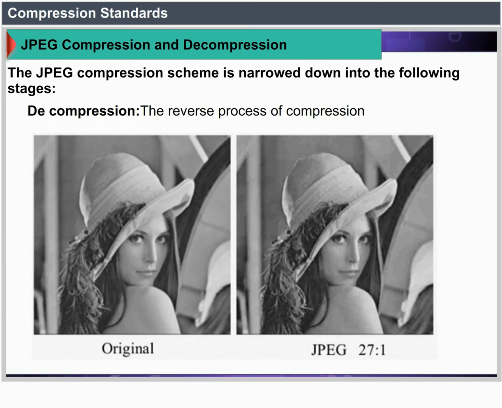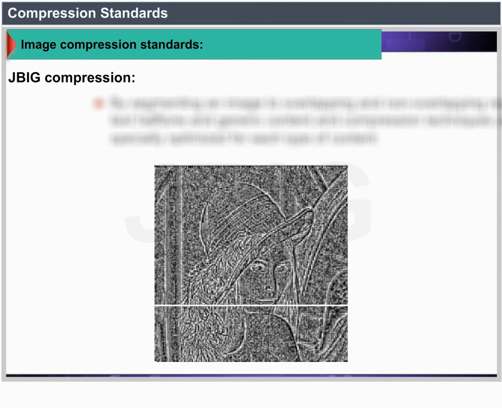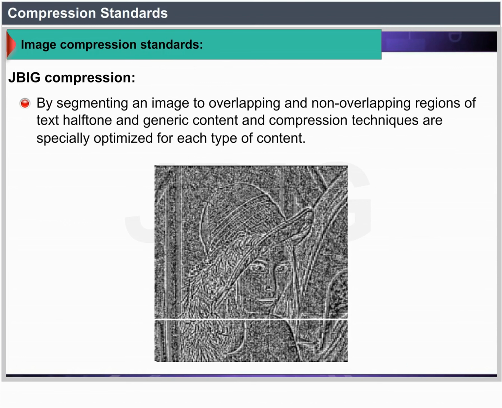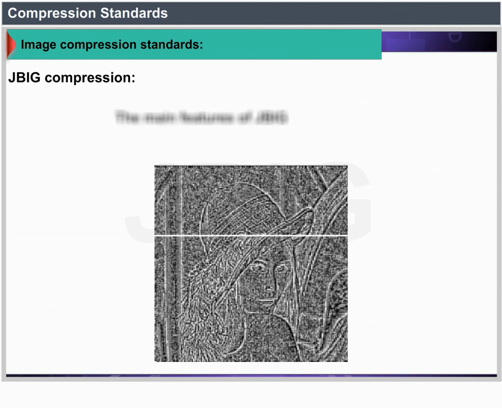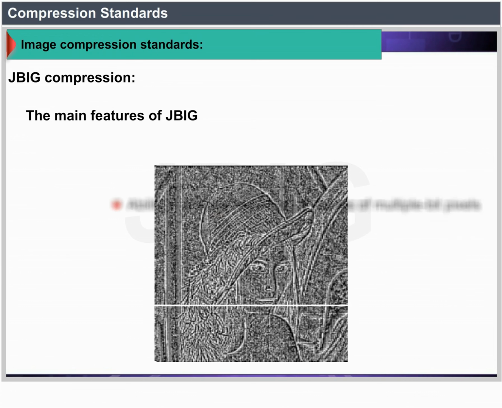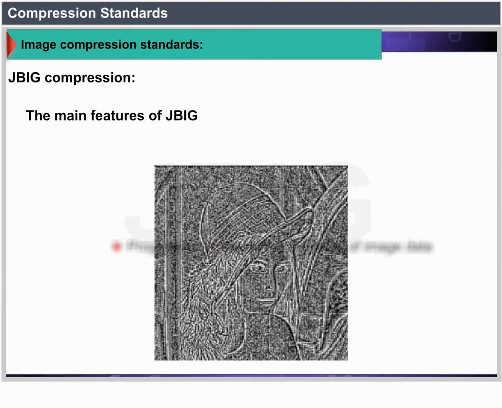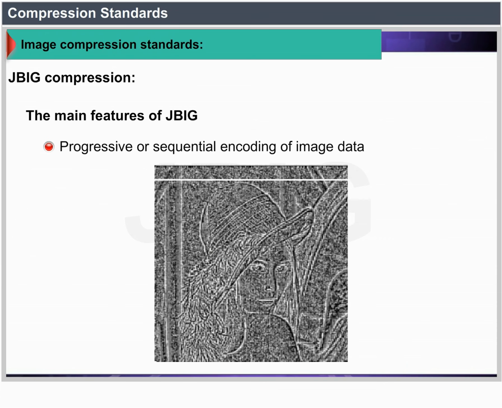JBIG compression, the standard for bilevel compression, works by segmenting an image into overlapping and non-overlapping regions of text, half-tone, and generic content, and applying compression techniques specially optimized for each type of content. The main features of JBIG are lossless compression of 1 bit per pixel image data, the ability to encode individual bit planes of multiple bit pixels, and progressive or sequential encoding of image data.